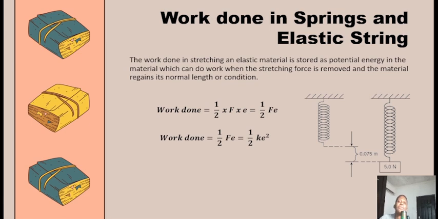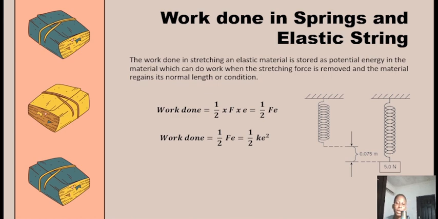But you know that in physics, one formula leads to another formula. Remember that our F is equal to KE. So putting F equals KE into this formula, our work done can also be written as 1 over 2 KE multiplied by another E, which is equal to 1 over 2 KE square. So these are the two formulas for work done in an elastic material.